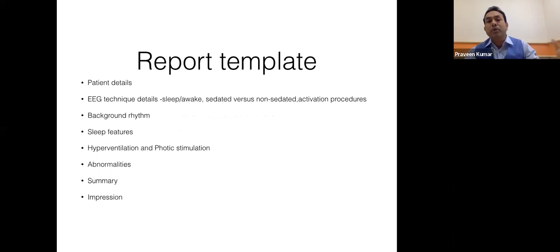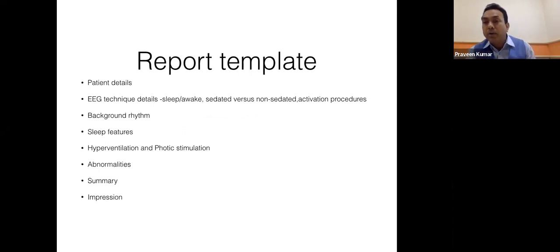And when you start reporting, you report in this manner. What are the patient details, his age, and name and all those things. And then state the sleep, awake, sedated versus non-sedated, because once you give some medicines, it may give a generalized beta also. Some medicines may give that. Whether the activation procedure was done or not, as children may not be cooperative for the hyperventilation, especially the young children, whether you have done it or not.